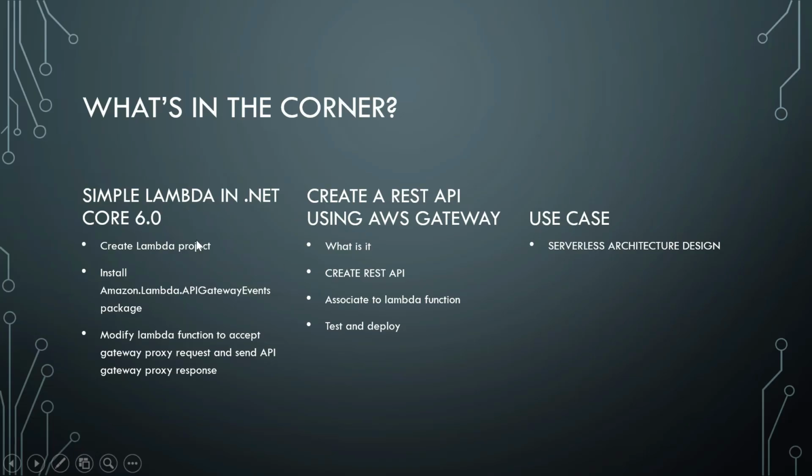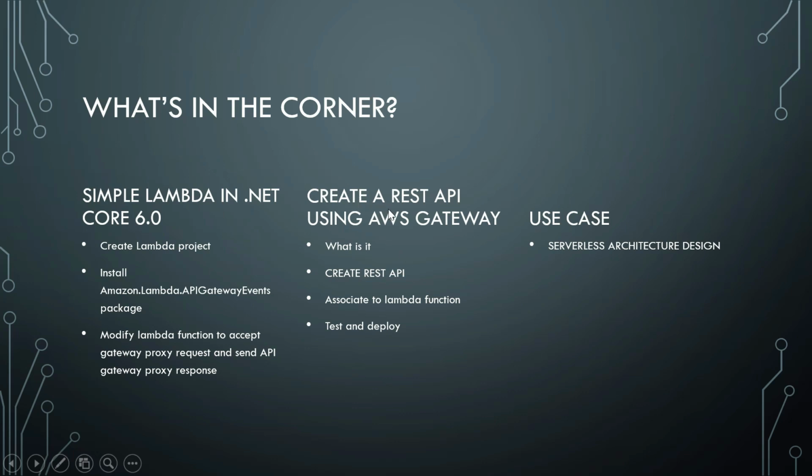In this video, we'll create a simple Lambda project in .NET 6.0 using AWS Lambda templates. Then we will install the NuGet package aws.lambda.api gateway events. Then we will further modify the Lambda function to accept the gateway proxy request and send an API gateway proxy response. Once the changes are done, we will deploy that Lambda function.